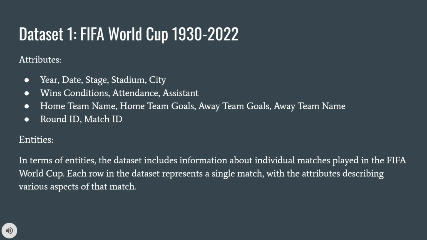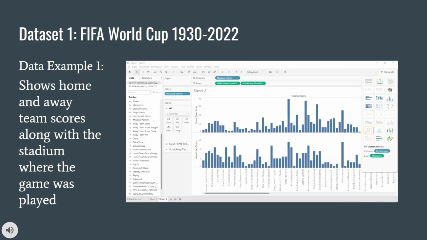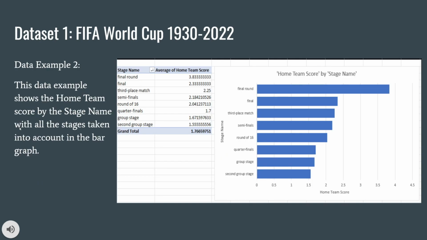Each entity, or each row, represents one game played, with each entity having its own attributes describing various aspects of that match. For the first dataset, it shows home and away team scores, along with the stadium where the game was played. For the second dataset, this shows the home team score by the stage name, with the stages taken into account by the bar graph.